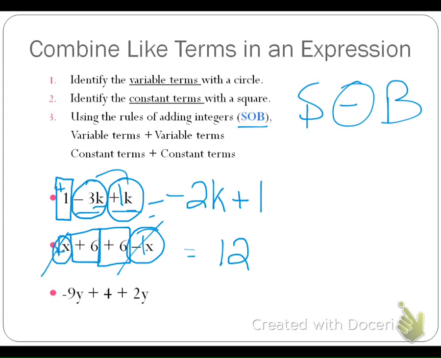It doesn't happen always, but occasionally you will have just one single number answer. But remember, usually when you're combining like terms in an expression, you're still going to have an expression when you're left over, not a single term or a single number.